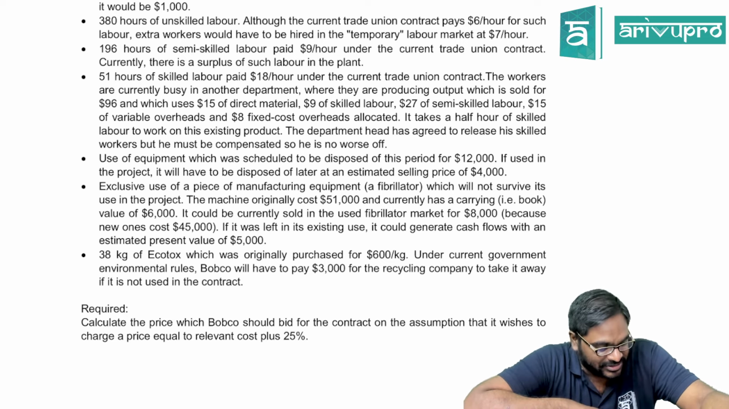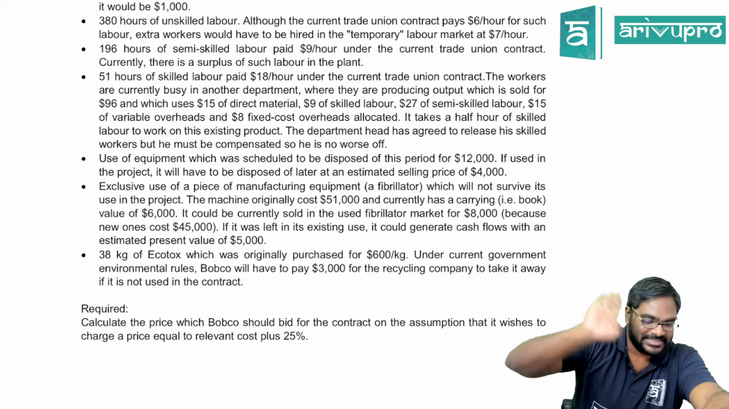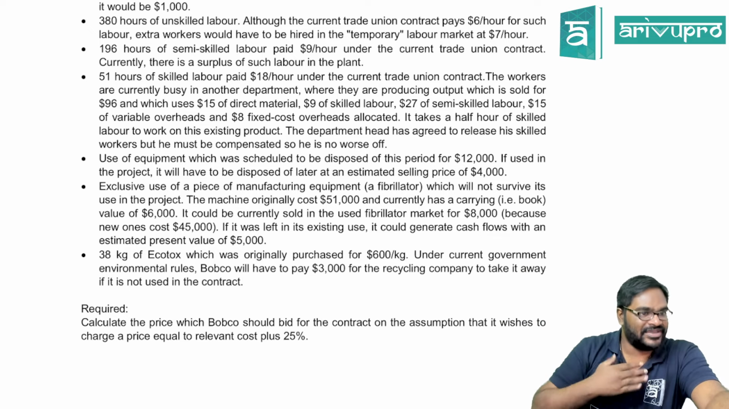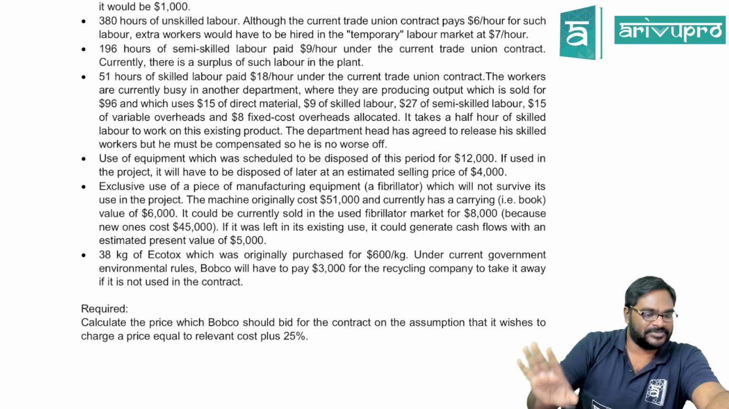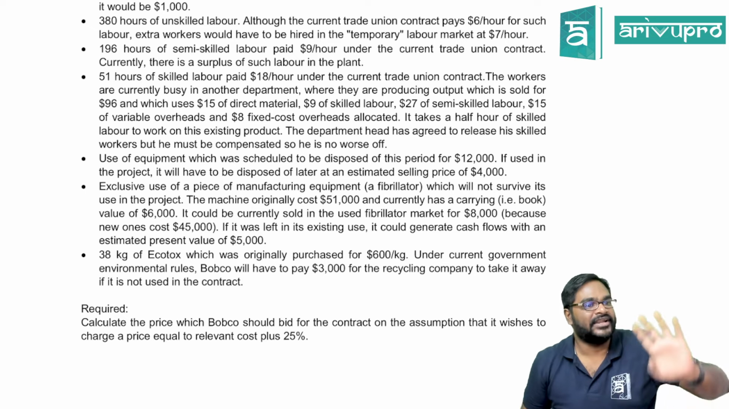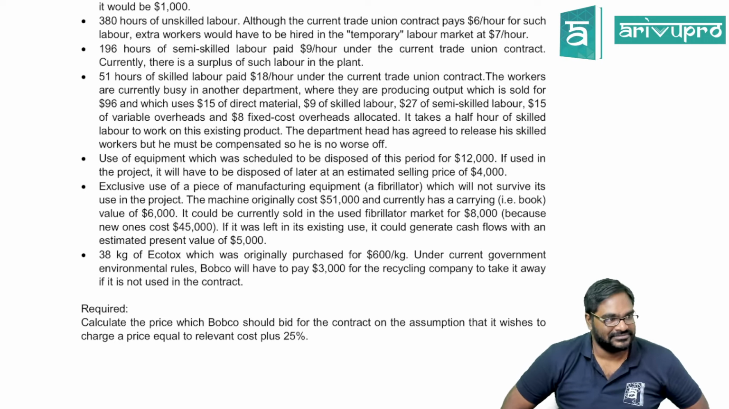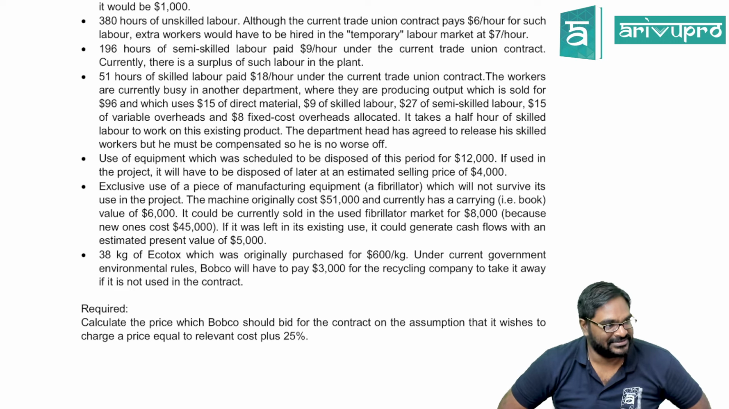38 kilograms of ecotox, which was originally purchased for $600 per kilogram. Under the current government environmental rules, WAPCO will have to pay $3,000 for recycling, for the company to take it away, if it is not used in the contract. So that means we have paid $600 per kilogram. And according to the government rules, if we are not using this, we have to spend $3,000 more for recycling it. So what's the factor here? 3,000 plus or minus?